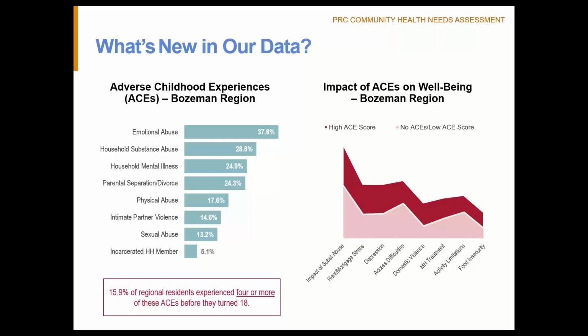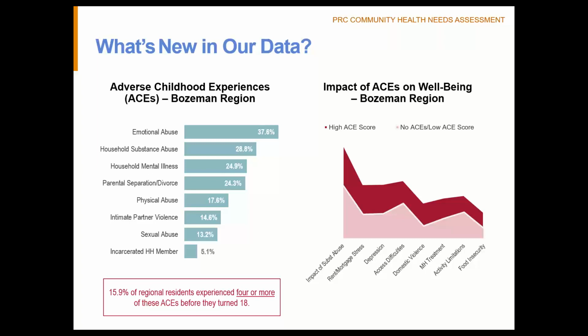And not only from our research, but national research, they've found that the effects on an individual can be cumulative. And for that reason, we looked at the number of ACEs reported. And for those who experienced 4 or more, we considered them a high ACE score. So for the Bozeman region, 15.9% of regional residents reported 4 or more of these ACEs. And then the chart on the right shows this in our data.